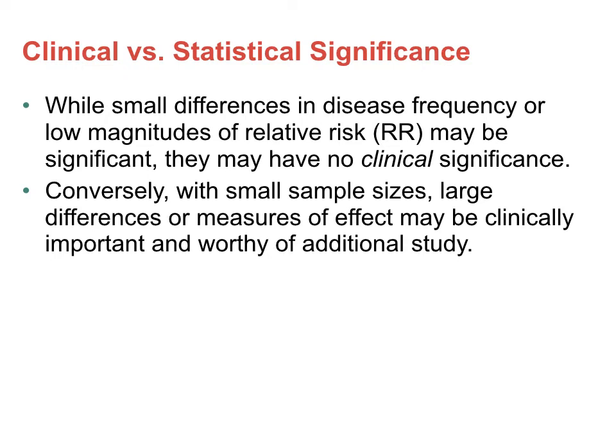So speaking of significance, it can mean different things in different settings. We can have clinical versus statistical significance. While small differences in disease frequency or low magnitudes of relative risk may be statistically significant, they may not have any clinical significance. And on the other side of that, with small sample sizes, large differences or measures of effect may be clinically important and worthy of additional study.